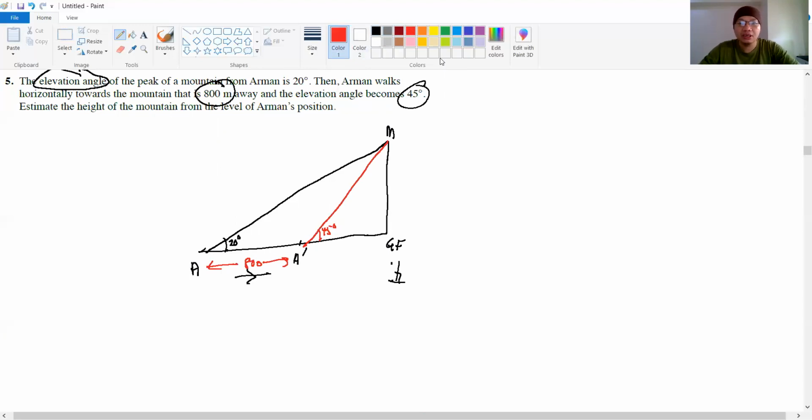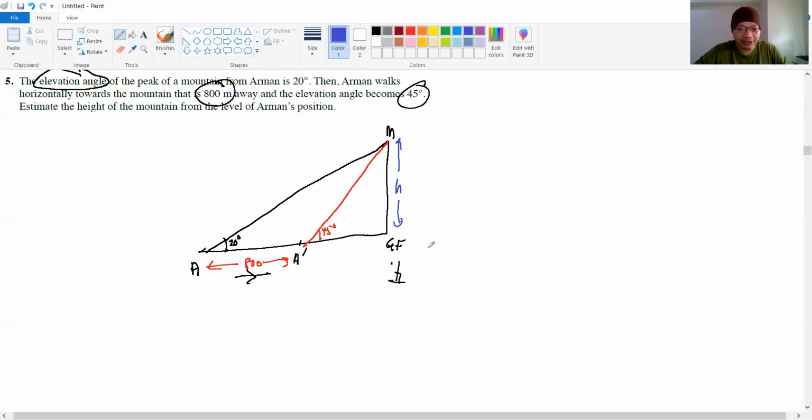So, how to solve this problem? Estimate the height of the mountain from the level of Arman's position. This is Arman's position. We want to find the height. So, this is your height, the height of this mountain. How much? This is the only information given here.